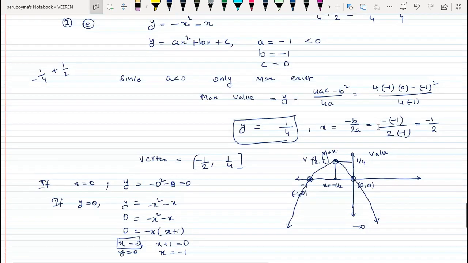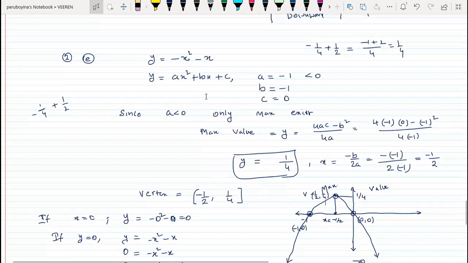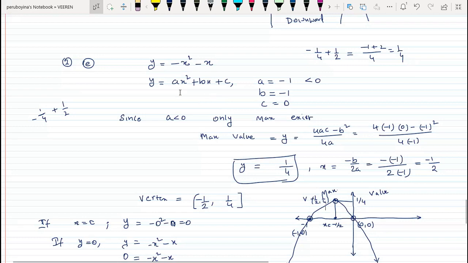Understood? So what do you learn from this question? To find the minimum and maximum value. For finding the maximum value, what you have to do is compare with the given equation, ax square plus bx plus c. From there, the x square coefficient is always a. In the given problem, the x square coefficient is minus 1. So a equal to minus 1.